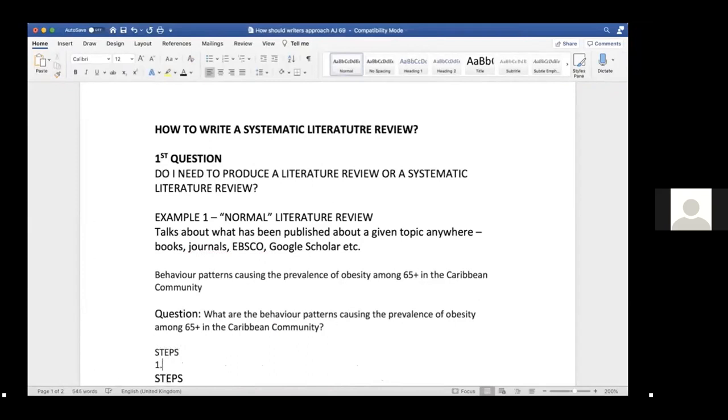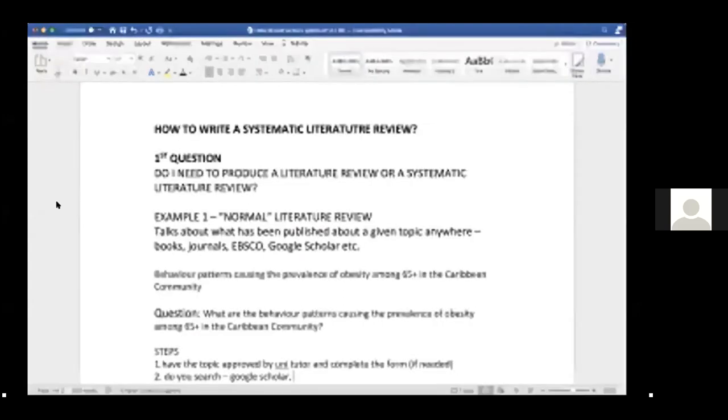First of all, have the topic approved by the university tutor and complete the form if needed. Your next step is to do your search, Google Scholar. Please do not use Google as such. This is your plan B. Go on Google Scholar, go on academic databases.